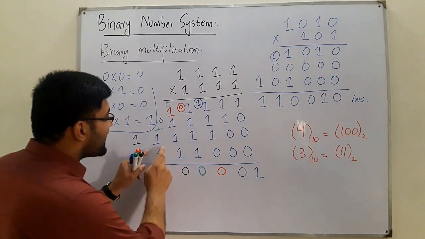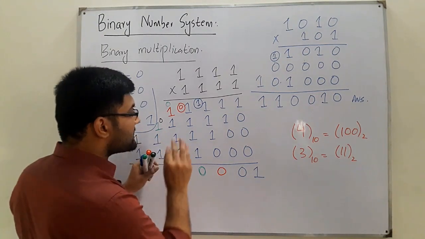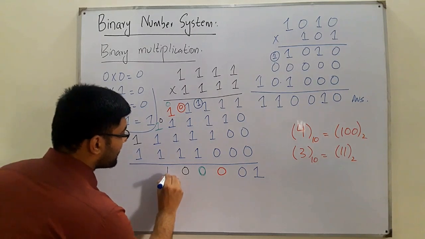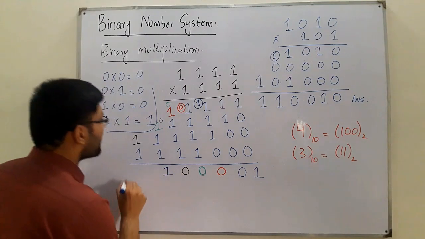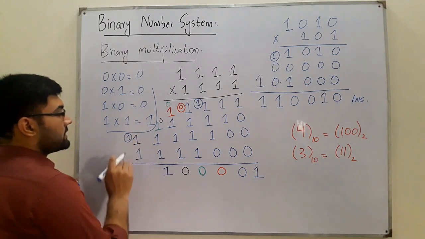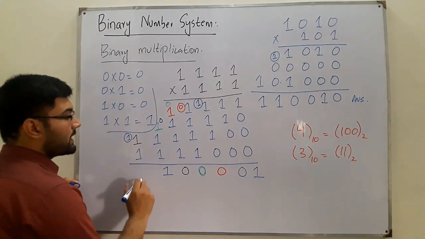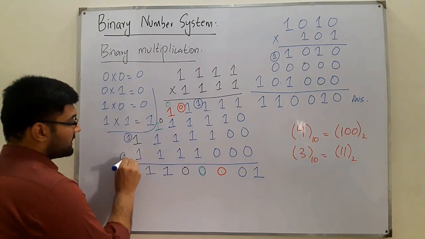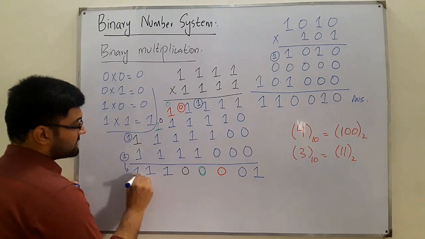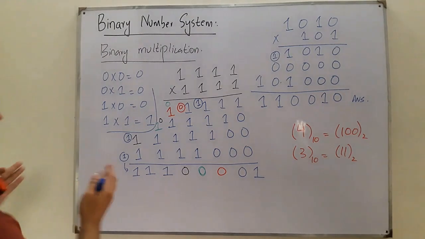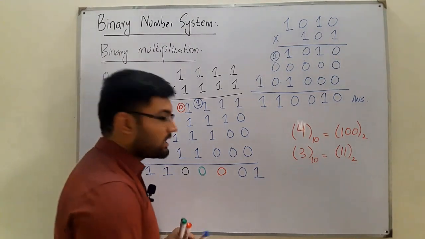Now, in this column, we have a group of 3 ones. So 3 ones is 11, which means 1 is the product over here, and 1 is the carry over here as well. Again, a group of 3 ones, so again 11. And the carry over here finally will come down, and this is 11100001. This is the final answer.